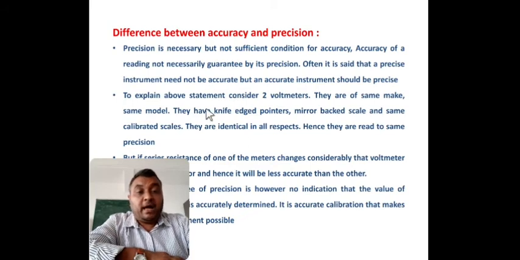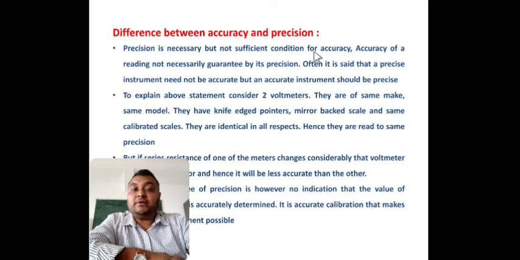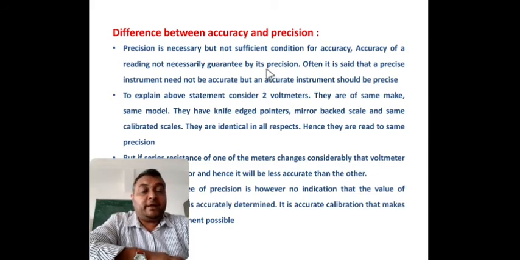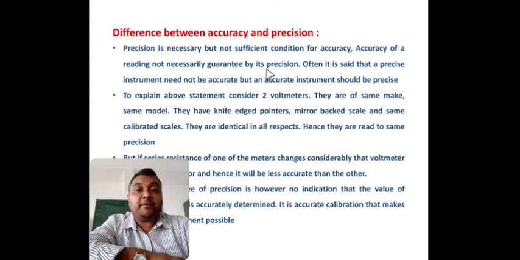We can bifurcate those related points to differentiate between accuracy and precision. The first point is that precision is necessary but not sufficient for accuracy. That's what we discussed: the accuracy of a reading is not essentially guaranteed by its precision. That means a precise value is not necessarily accurate, and an accurate value is not necessarily precise.